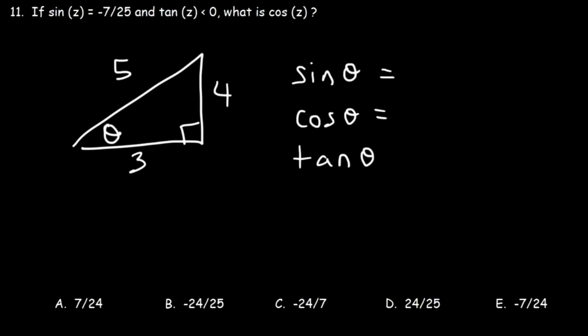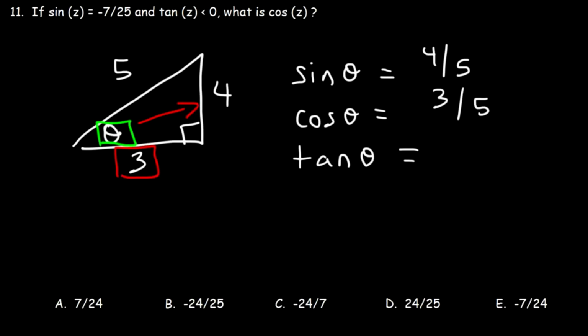Sine theta, based on SOHCAHTOA, is equal to the opposite side, which is 4, divided by the hypotenuse, which is 5. So sine of theta is 4 over 5. Now, cosine theta is adjacent over hypotenuse. So relative to this angle, 3 is the adjacent side, 5 is the hypotenuse. So cosine theta is 3 over 5. Tangent theta is opposite over adjacent. Opposite is 4, adjacent is 3. So tangent theta is 4 over 3. So that's how you can find the sine, cosine, and tangent ratios given a right triangle.